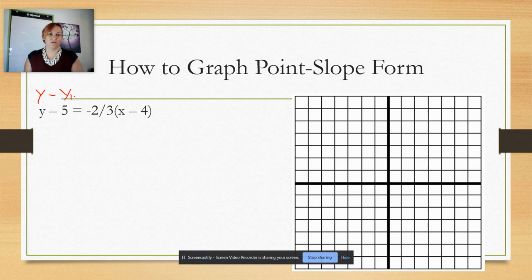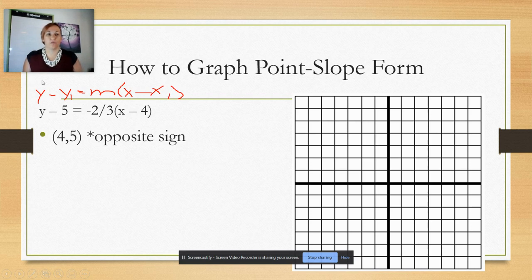As a refresher, for point-slope form, this is the original formula. Our point is gotten from the x1 and the y1. That's where we get our ordered pair from. Now, you'll notice that in the original formula, which I wrote in red, the x1 and the y1 are being subtracted. So when you're trying to find your ordered pair, you have to ask yourself, what number am I subtracting from x? Well, I'm subtracting the number 4. What number am I subtracting from y? Well, I'm subtracting the 5.